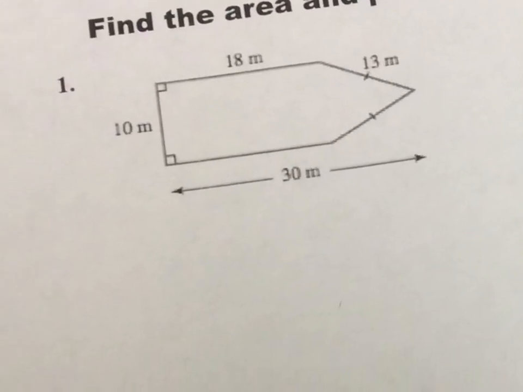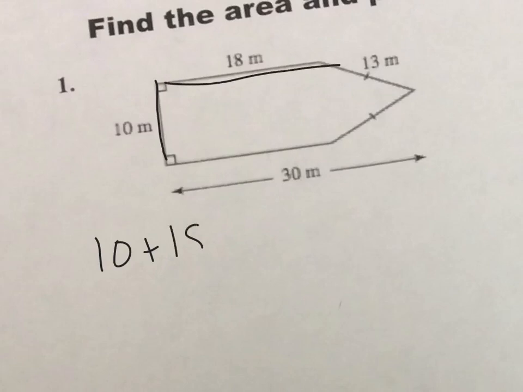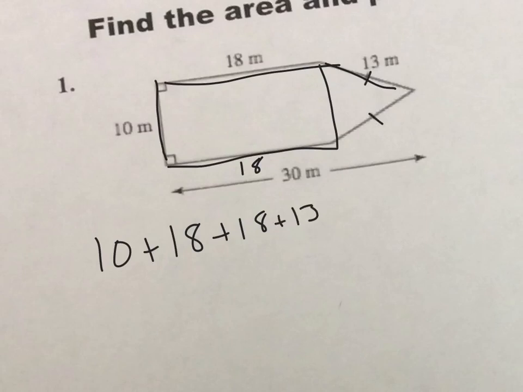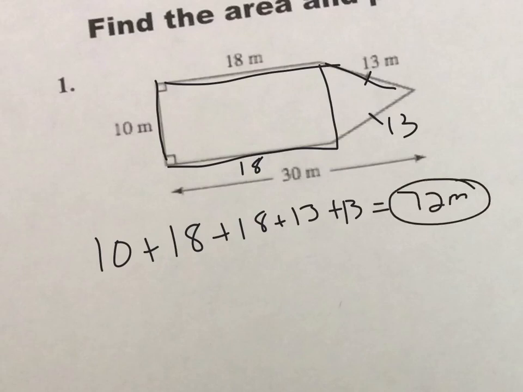Starting with this, the perimeter is the outside, so we know this is 10. So 10 plus 18. If this is 18, this side has to be 18 because this is a square. And then this is 13, and since you have these little tick marks, this side would be 13 also. We add all those together and we get 72 meters. And that is our perimeter. So P, our perimeter.